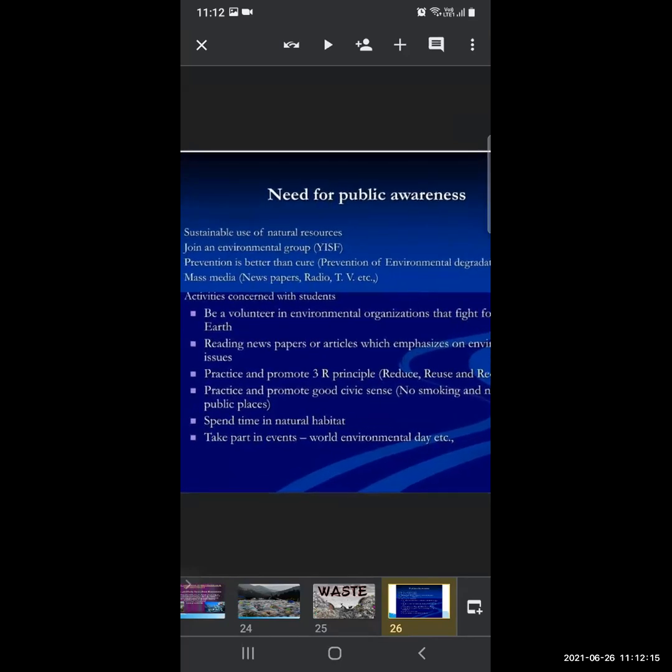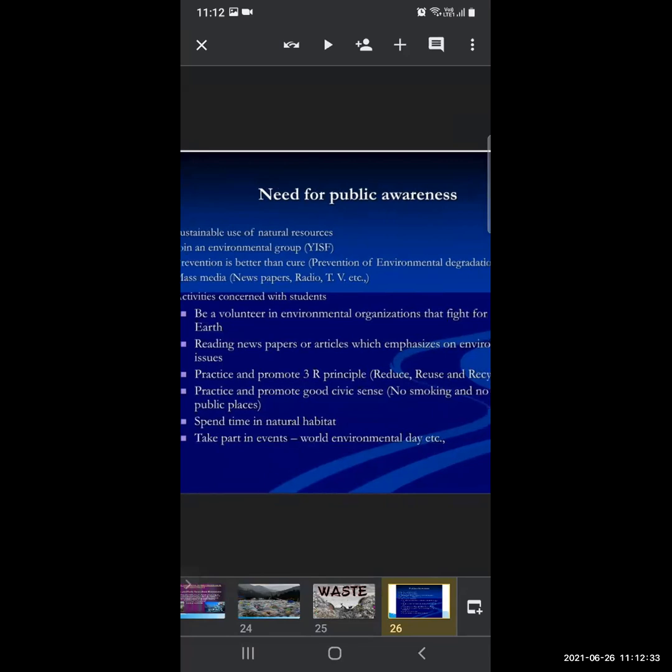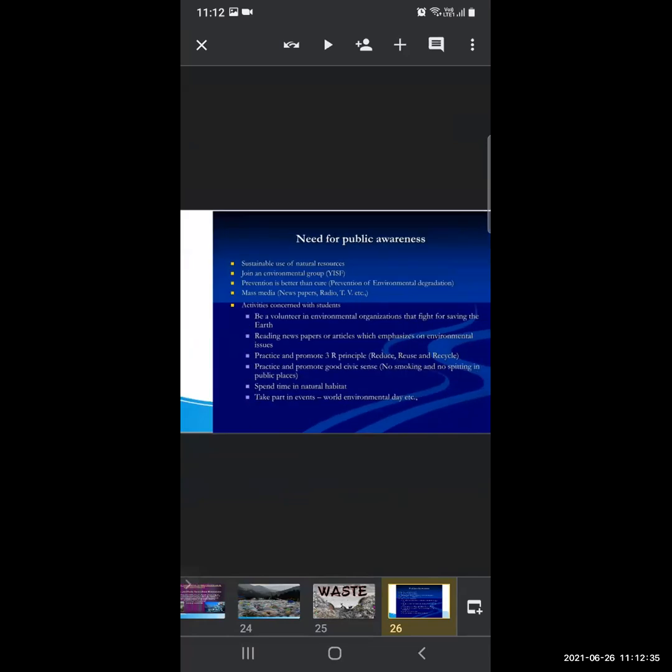So these are the things you will be asked: as a responsible citizen, what you should do. So this is the answer we are expecting from your students, and you have to take participation in this need for public awareness regarding the environment.